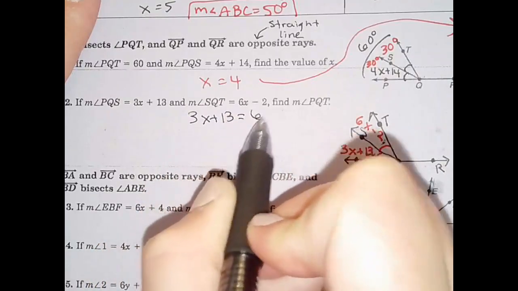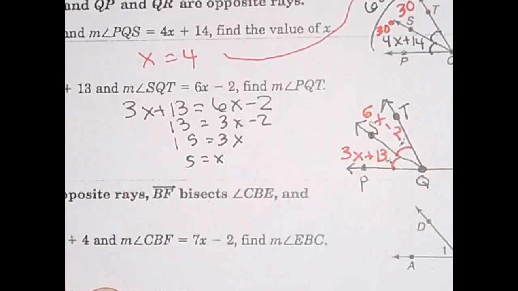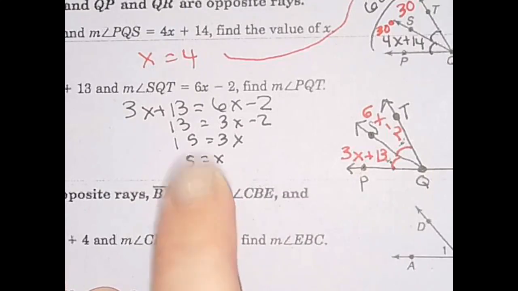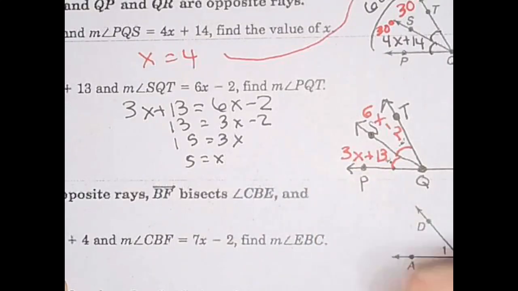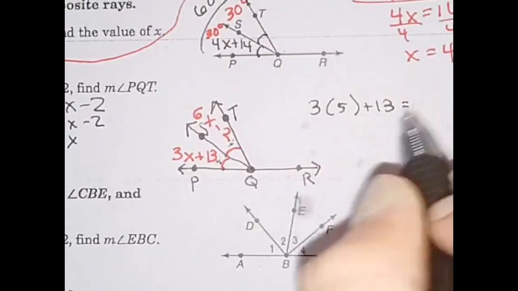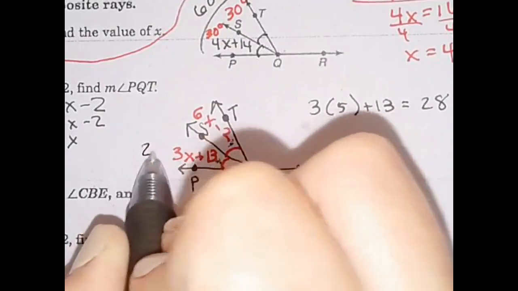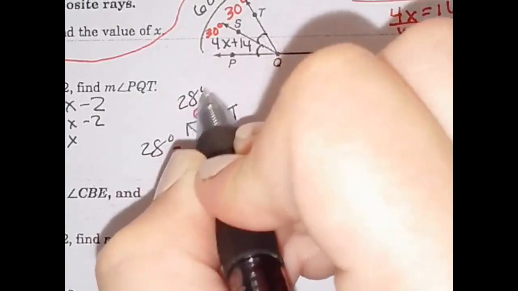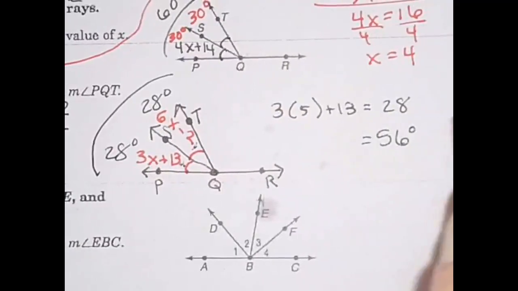So I worked this out and got x equals 5. Now I need to plug 5 in for x. So what's 3 times 5 plus 13? 28? Yeah. Okay, so if this one's 28 degrees, this one's 28 degrees, the entire thing, 56 degrees. So let's write what that means. The measurement of angle PQT is 56. Questions?